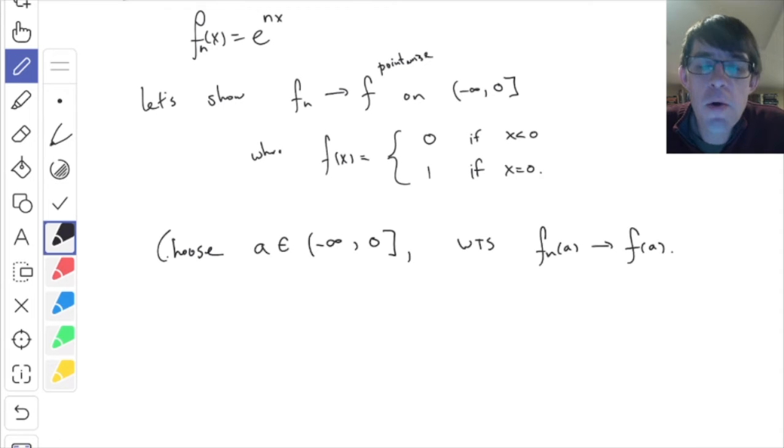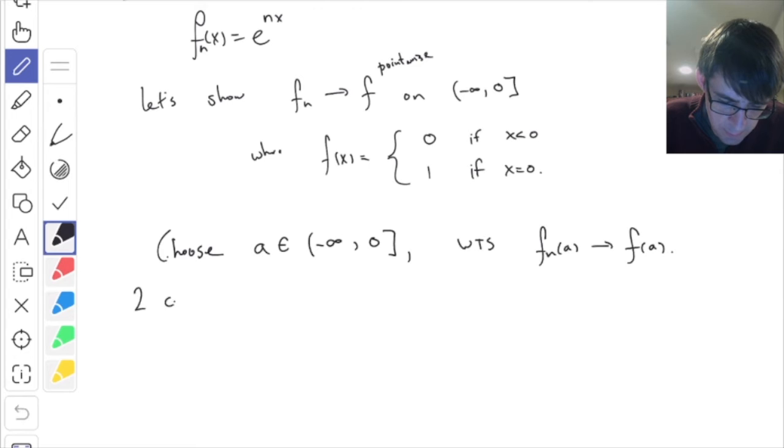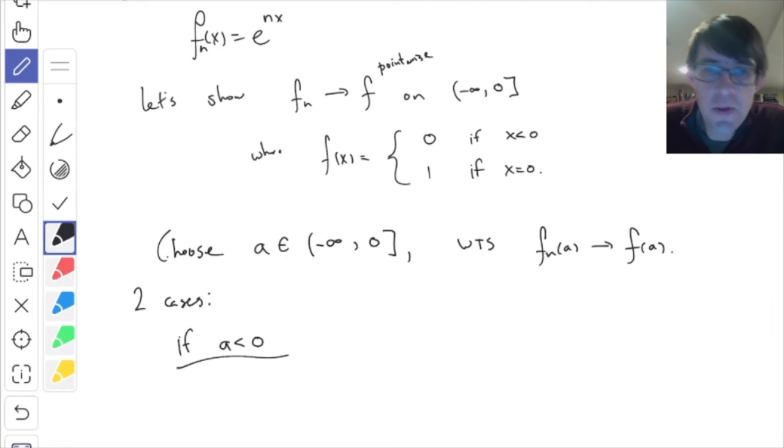Hopefully it'll work. Now, in this case, we are going to divide this into two cases. According to this formula right here, the 0 and the 1, the values of this function behave totally differently if the number is negative versus if the number equals 0. So I'm going to say two cases. First of all, if A is less than 0, and then the other case will be if A equals 0, because F has a different value each time.